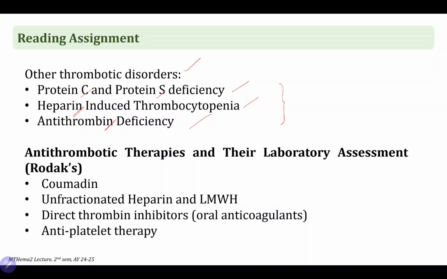Okay, guys? And then, other antithrombotic therapies and their laboratory assessment. Specifically, I think this is a specific chapter in Rodak's. Kindly read the function of your coumadin, your unfractionated heparin, your low molecular weight heparin, your oral anticoagulants, and your different antiplatelet therapies.